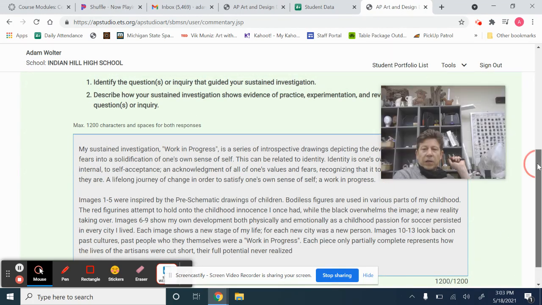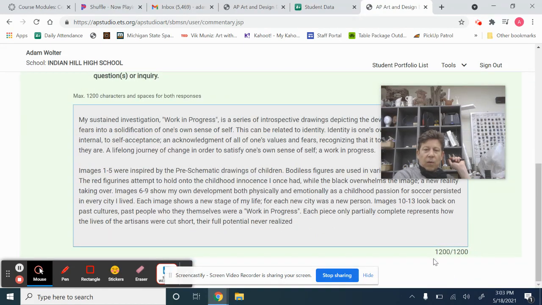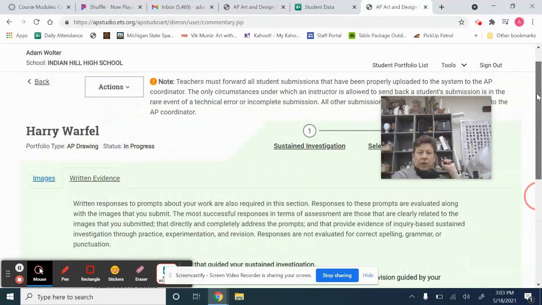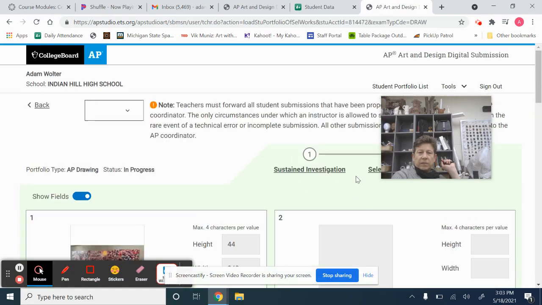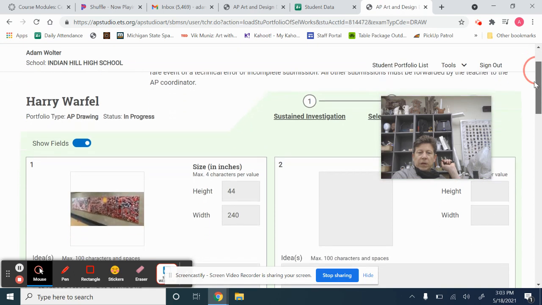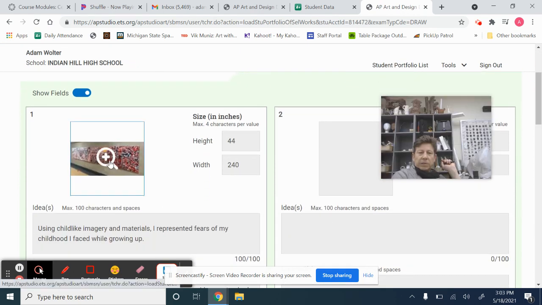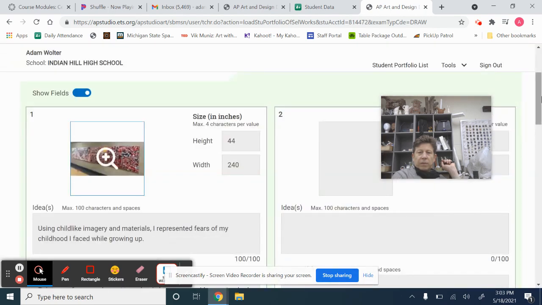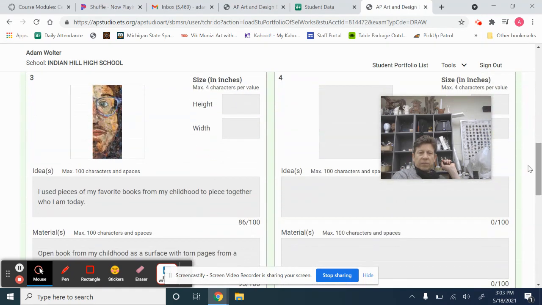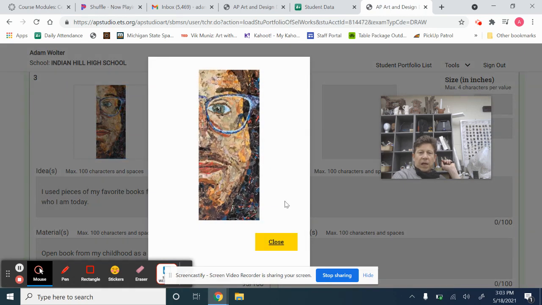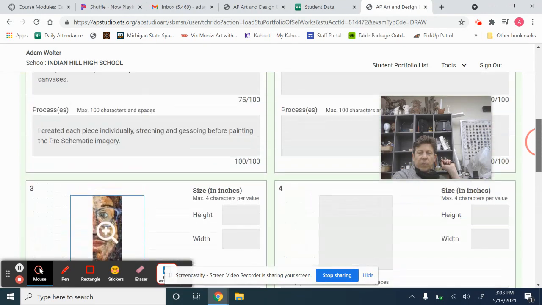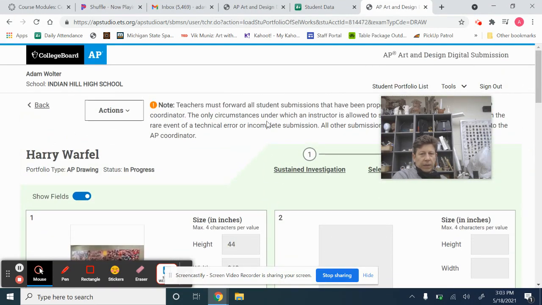So we can't include everything because you can see he's at exactly 1,200 characters out of 1,200 characters. So he's done that. So he's got those two parts pretty much taken care of. And if we go to selected works, you can see here he picked this big mural as one of his. And you say, oh, but that was in his sustained investigation. That's okay. You can put stuff from your sustained investigation in. He's picked this collage as one of his favorites. And he's still got 3 to pick. So he's getting close, but he's not quite there yet.